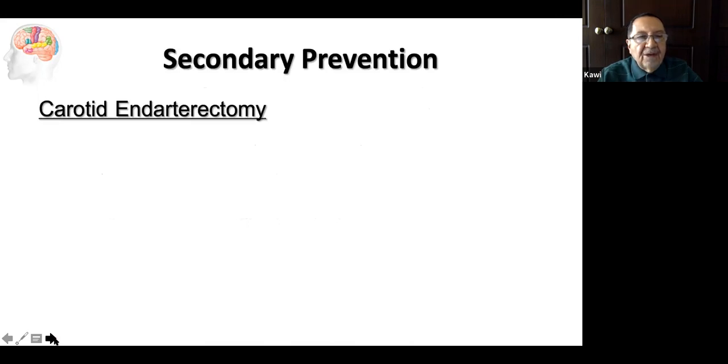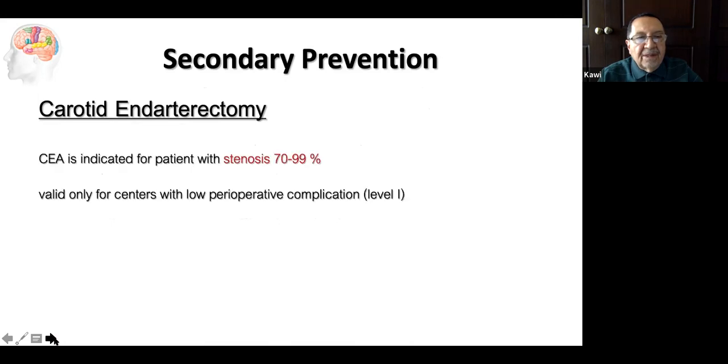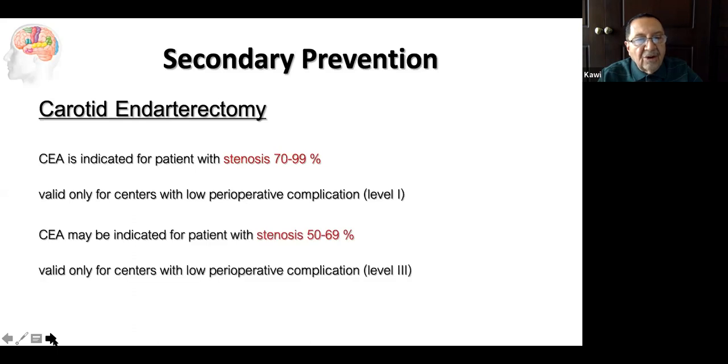Secondary prevention may include carotid endarterectomy when there is severe stenosis, 70 to 99%, but it has to be done only in a center that has a low complication rate, less than 2%, and that is a level A recommendation. Carotid endarterectomy may be indicated in patients with 50 to 70% stenosis, in centers that have a low complication rate, and it is not recommended if the stenosis is less than 50%.